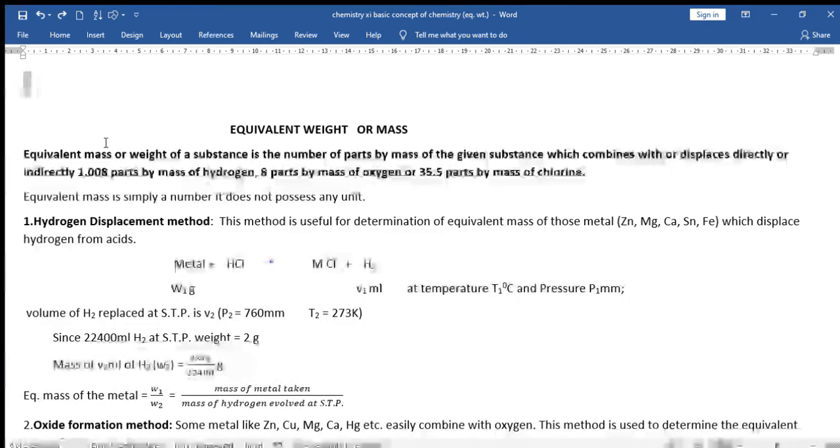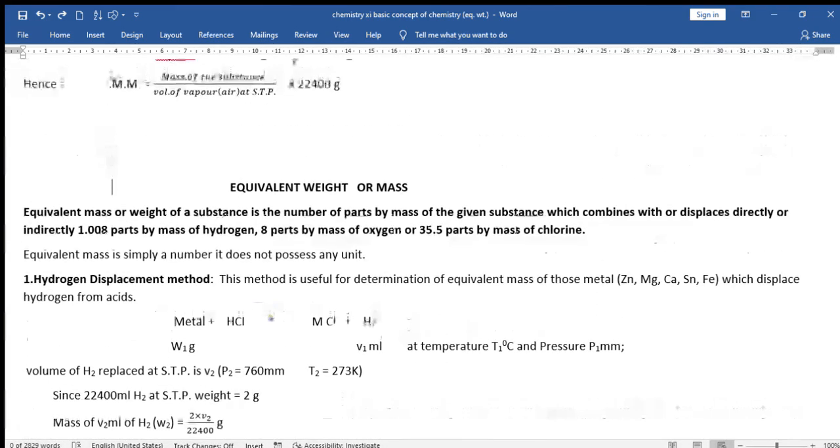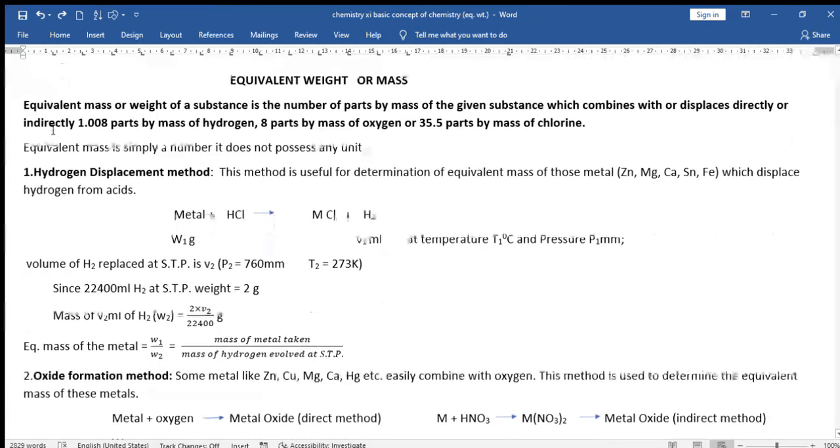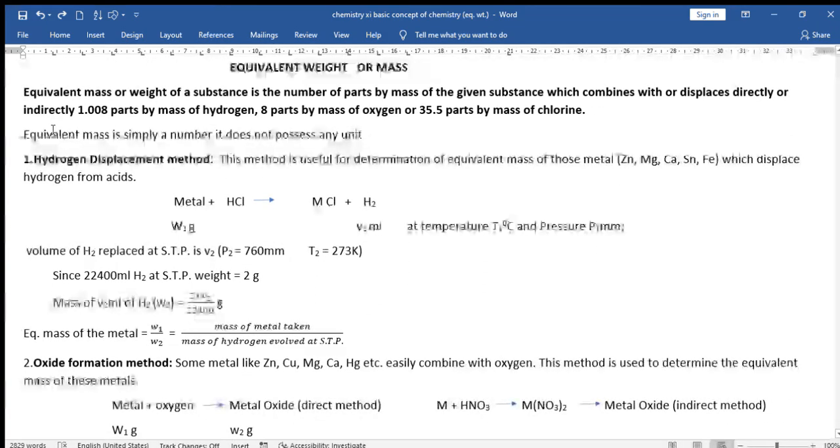So equivalent mass is just a comparison, it is a ratio. So we can say it is simply a number, it doesn't possess any units. Now there are several methods to calculate the equivalent mass of the substance. One of the methods is the hydrogen displacement method. In this method, we use those metals which easily displace the hydrogen from the acids.